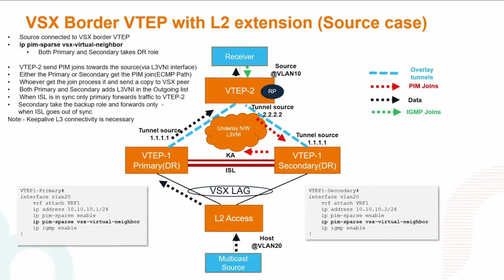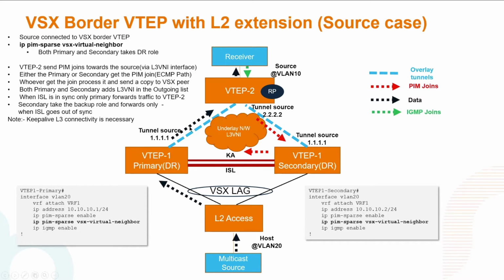Now let's talk about the VSX case, which is the major scenario. Most of the deployments are with VSX. So I have two slides for this. One is when I have the source connected on the border VSX gateway router, and the second use case is where I have the receivers connected to the border VSX. In this topology, you can see the VTEP primary and secondary both have the same tunnel IP, and you have an access L2 aggregator where the multicast source is connected.